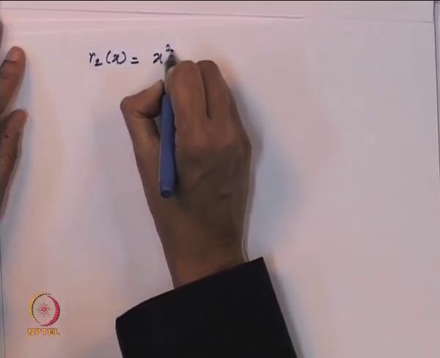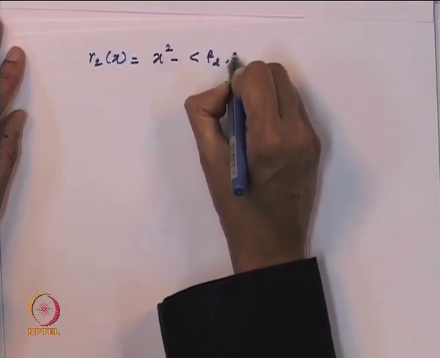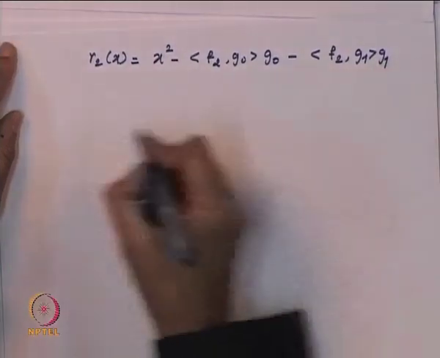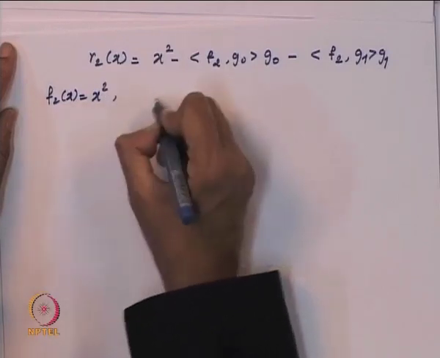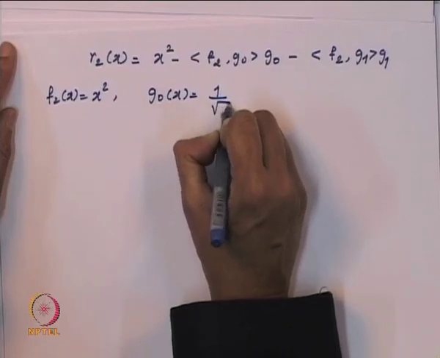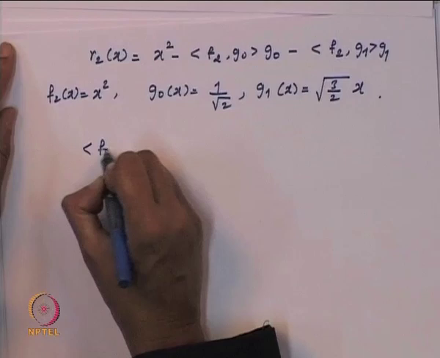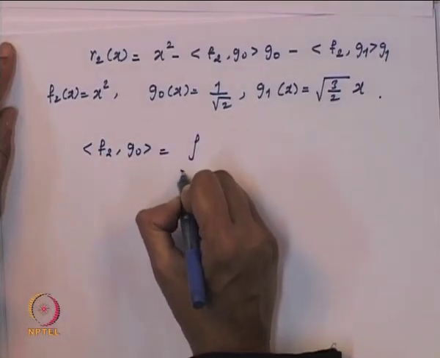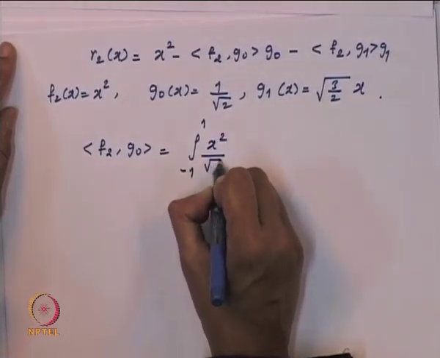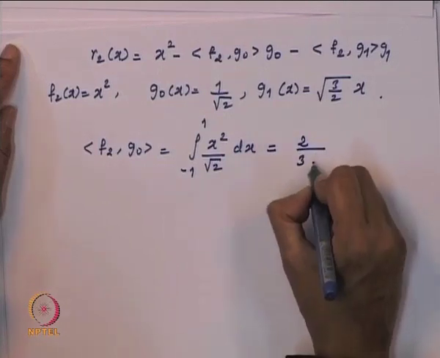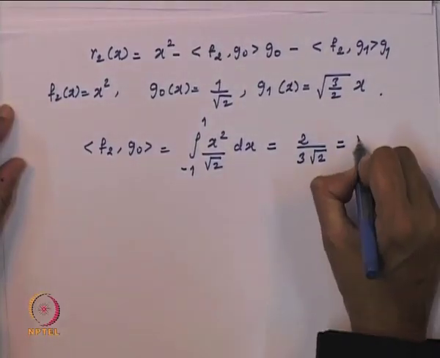And now, the third one. So, let us look at R2(x). R2(x) is going to be equal to x square minus inner product of F2 with G0 into G0 minus inner product of F2 with G1 into G1, where our F2(x) is x square, G0(x) is 1 by root 2, and G1(x) is equal to root 3 by 2 times x. So, inner product of F2 with G0 will be integral minus 1 to 1 of x square by root 2 dx. So, this is going to be equal to 2 by 3 root 2, so this is going to be root 2 by 3.